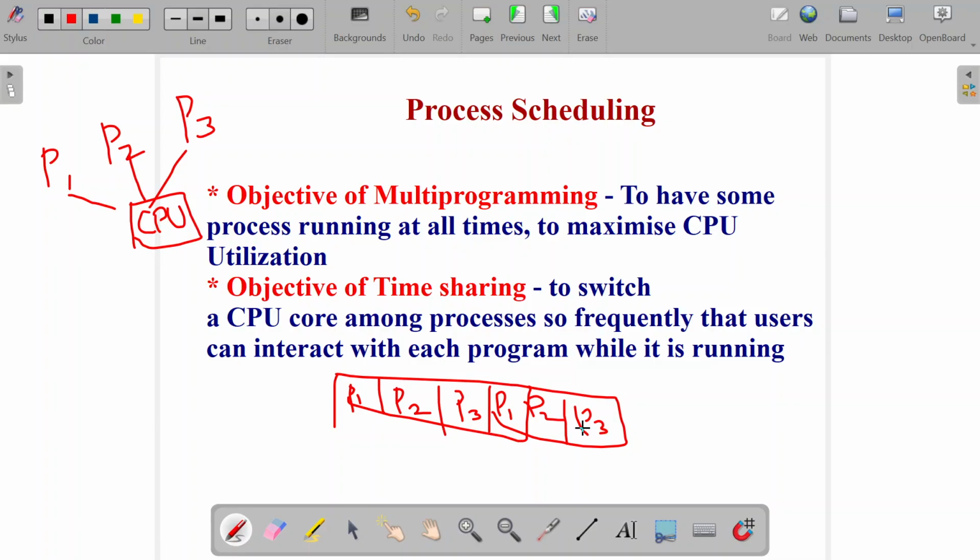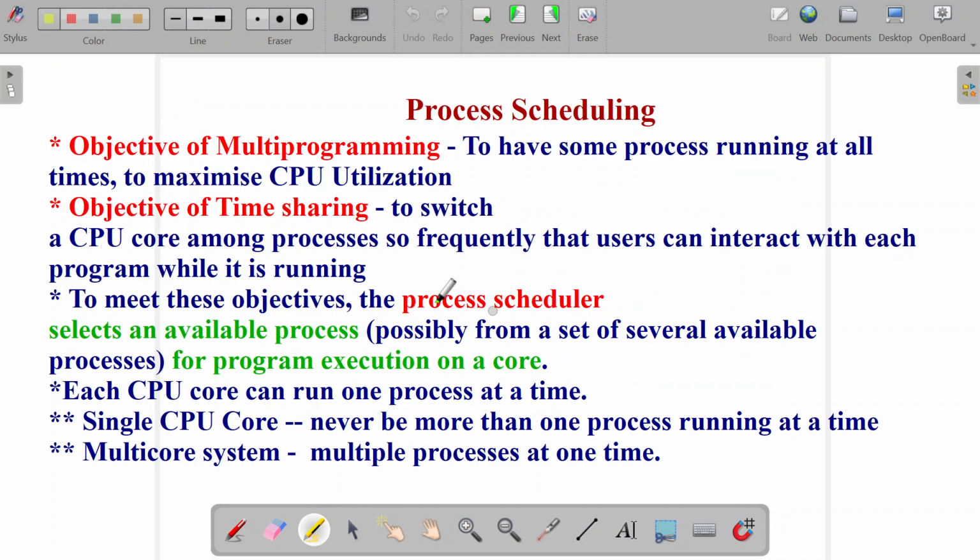So the objective of multiprogramming is to maximize the CPU utilization, whereas the objective of time sharing is to switch the CPU core. Having these two objectives in mind, to meet them, what do I need? I need a process scheduler. What is the role of the process scheduler? The scheduler will select an available process for program execution on the core.